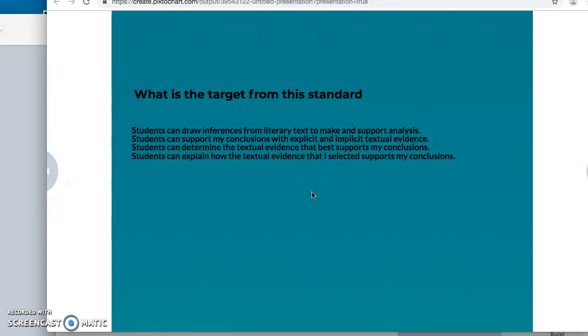So what is the target of this standard? Students can draw inferences from the literary text to make and support analysis. Students can support conclusions with explicit and implicit textual evidence. Students can determine the text evidence that best supports the conclusion, and students can explain how the text evidence they selected supports their conclusion. So everything is connected to each other, starting from the details and ideas that we get from the text to support the conclusion of the text.